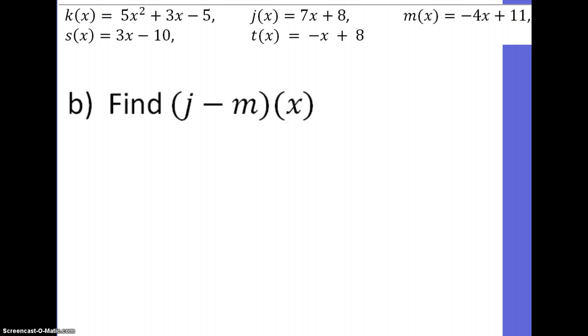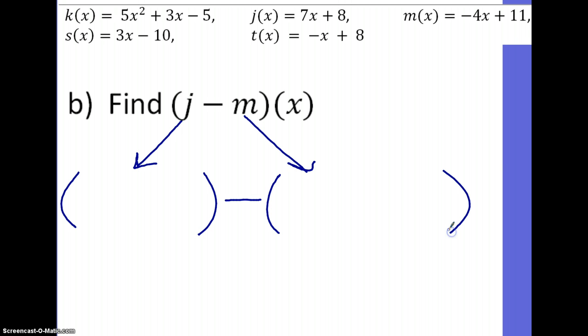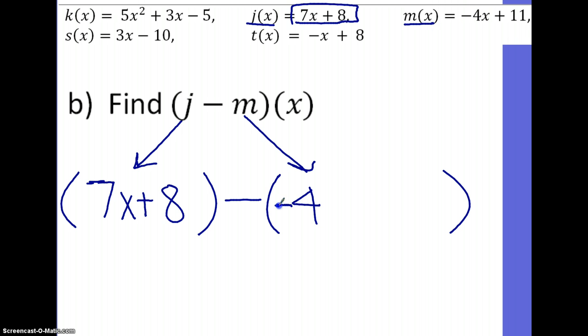We're going to do the same thing with this one, only we're going to subtract the functions. So we're going to take j and subtract m. So here's j, 7x plus 8. And we're going to subtract m. So m is negative 4x plus 11.